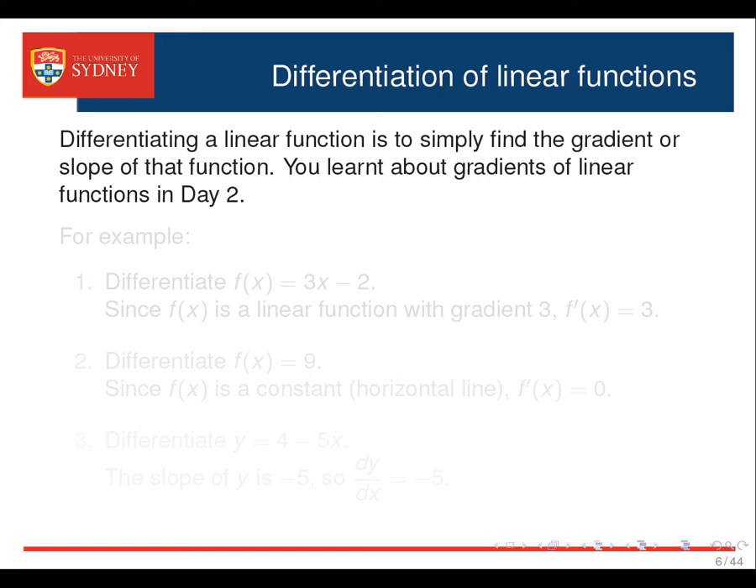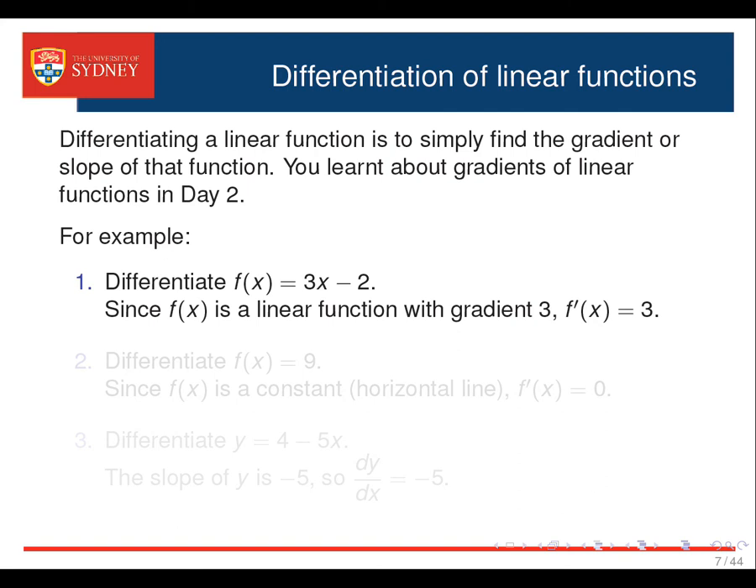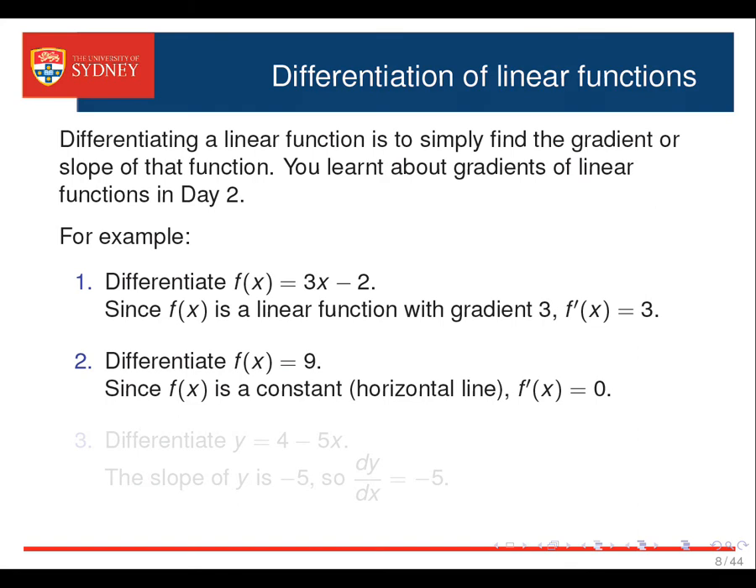Differentiating a linear function is to simply find the gradient or slope of that function. Recall you learned about gradients of linear functions in Day 2. For example, the linear function 3x minus 2 has a gradient of 3. So the derivative of this function is 3. Now consider differentiating a function that is a constant value of 9. The derivative is 0 as there is no change in the value of y. If we have y equals 4 minus 5x, the derivative of y with respect to x is simply equal to the slope of y, which is minus 5.